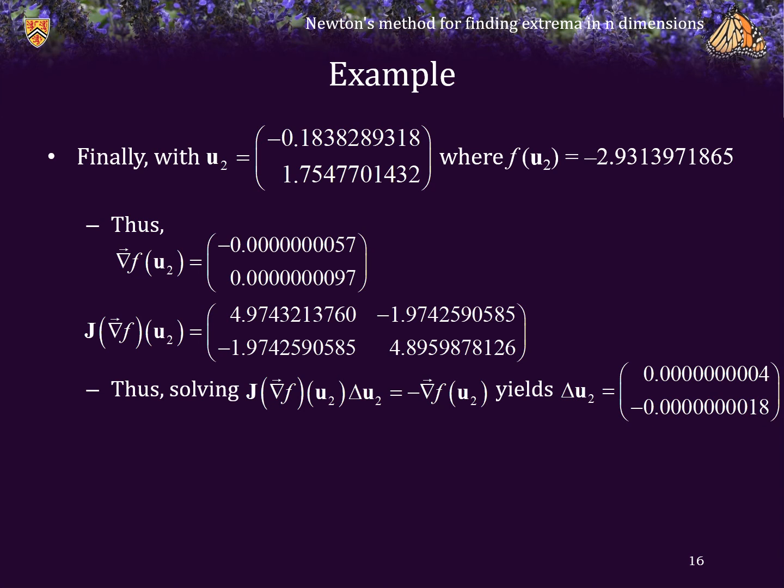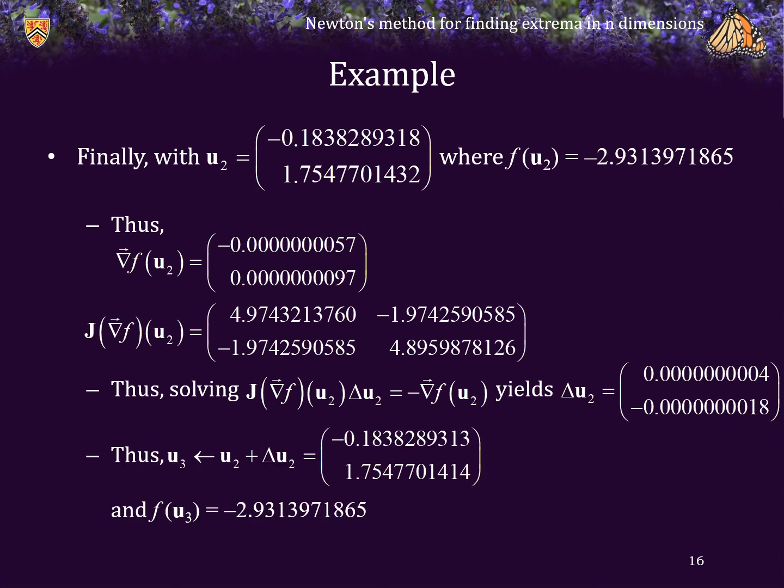We can solve this system of linear equations. This gives us delta u2, and u3 becomes u2 plus this delta, and we notice that the value of the function hasn't changed, at least to 10 digits after the decimal point, and so we seem to be really close to the solution. You will also notice that the Jacobian, or the Hessian, at this point is symmetric, but also strictly positive definite. Therefore, all of the eigenvalues are strictly greater than 0, and therefore this is guaranteed to be a local minimum.